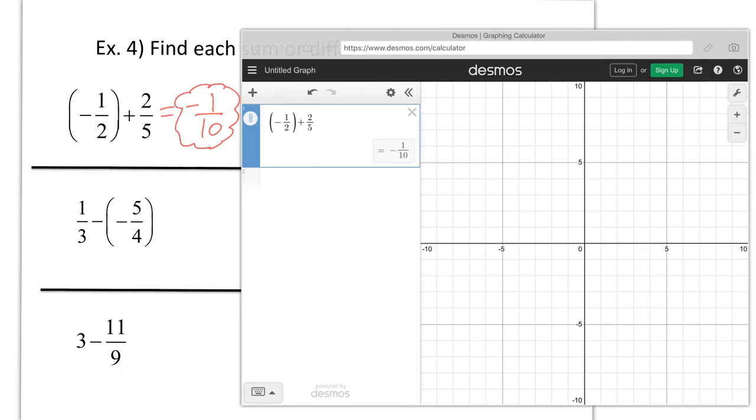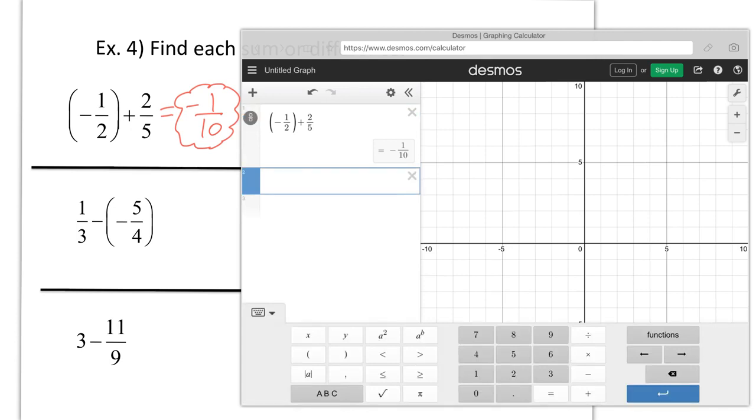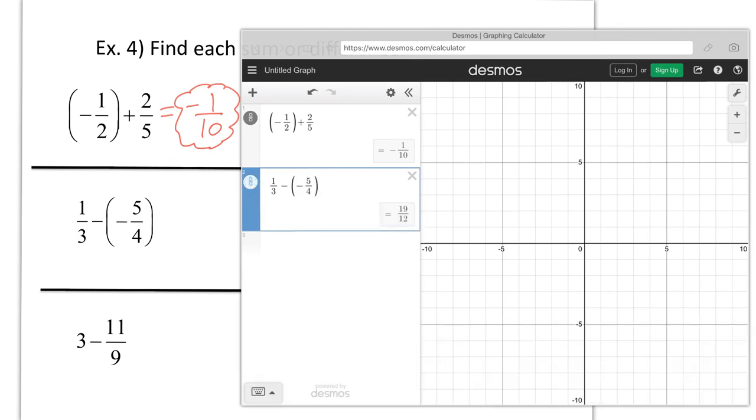So I'm going to go to the next one. The next one, you have 1 divided by 3. Move the cursor, so you move to the minus on the right side. Open parentheses, and there's a negative, and you have a 5 divided by 4. Move the cursor, close parentheses. Again, it's a decimal. Let me turn that into a fraction. So my fraction is 19/12.